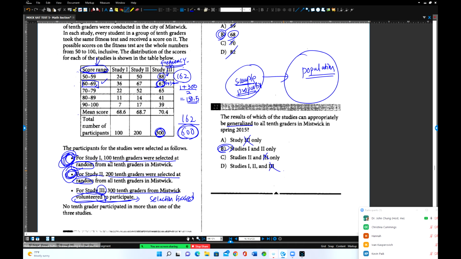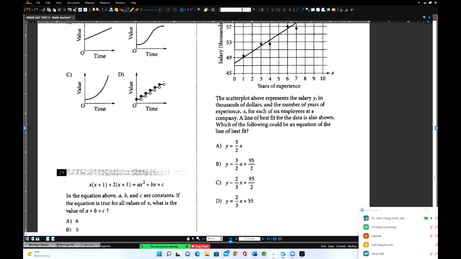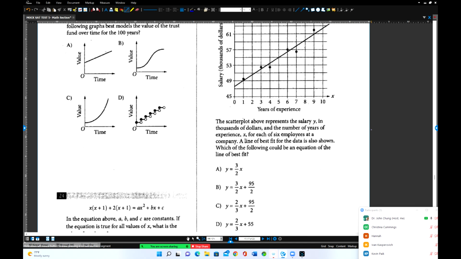Number 25. Where is number 25? Yeah, this is number 25. The line of best fit for the data is also shown there. Which of the following could be an equation of the line of best fit? Okay, we're going to find the equation of this line.